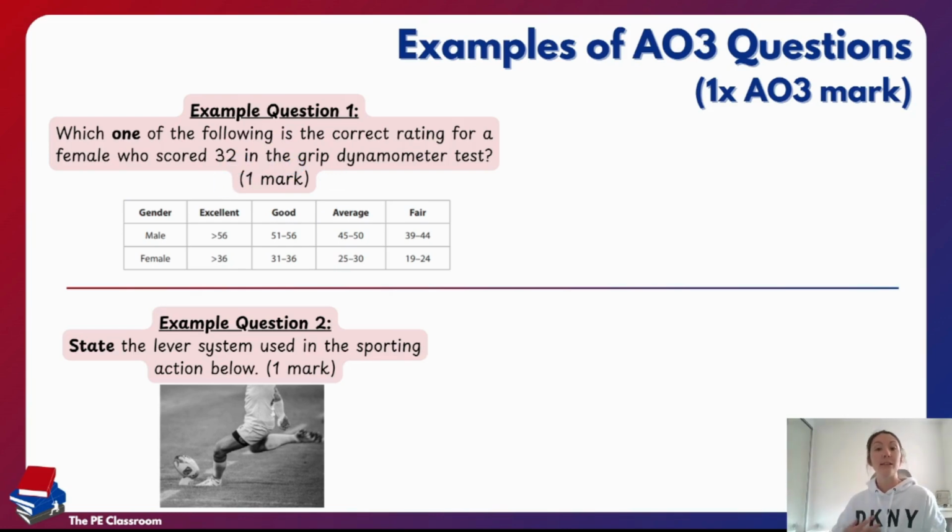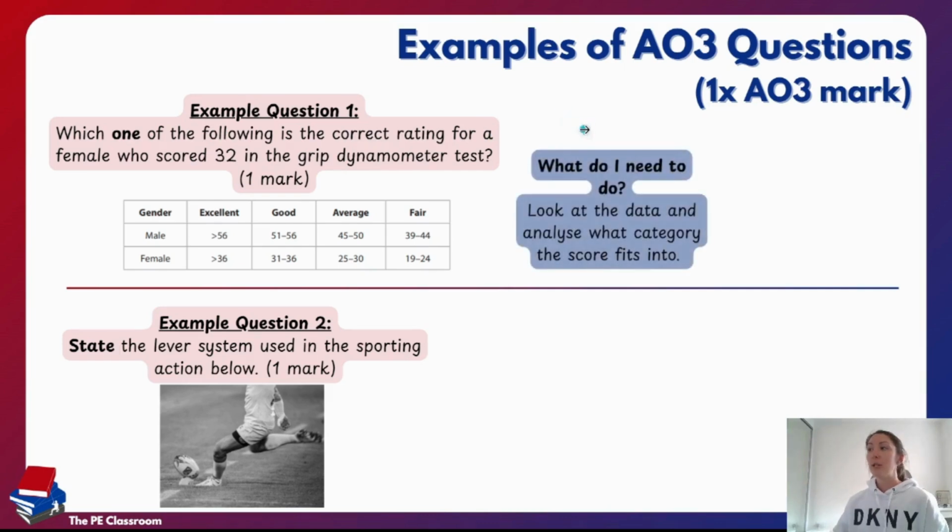This type of question is asking you to analyse the data. So it's an AO3 question because you've got to look at the data you've been given and then give an answer based off that. It says that the person is female, so you must make sure that you're looking at the row for the female. That is always a mistake that people make. They just get overexcited and think, oh, easy question, and they look at the male one by accident or vice versa. It then says they scored 32, and so the answer would be good. So it's just simply good. You get the mark.